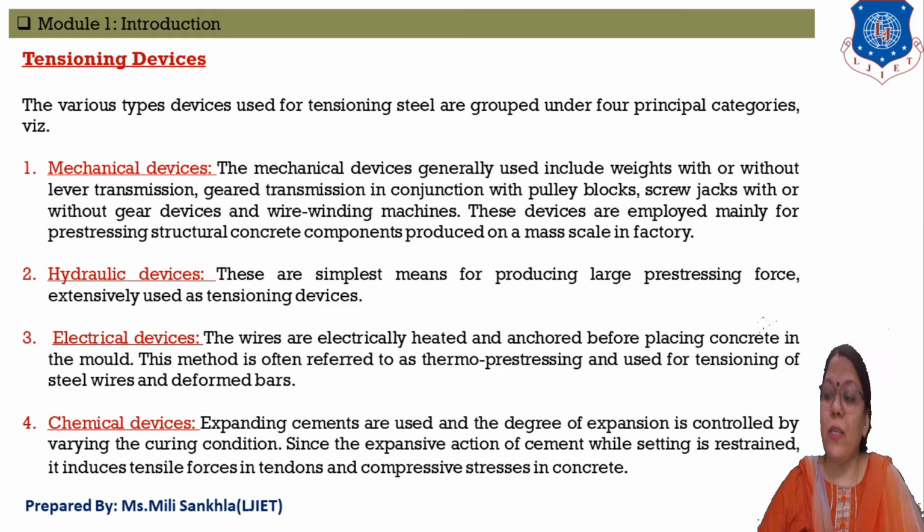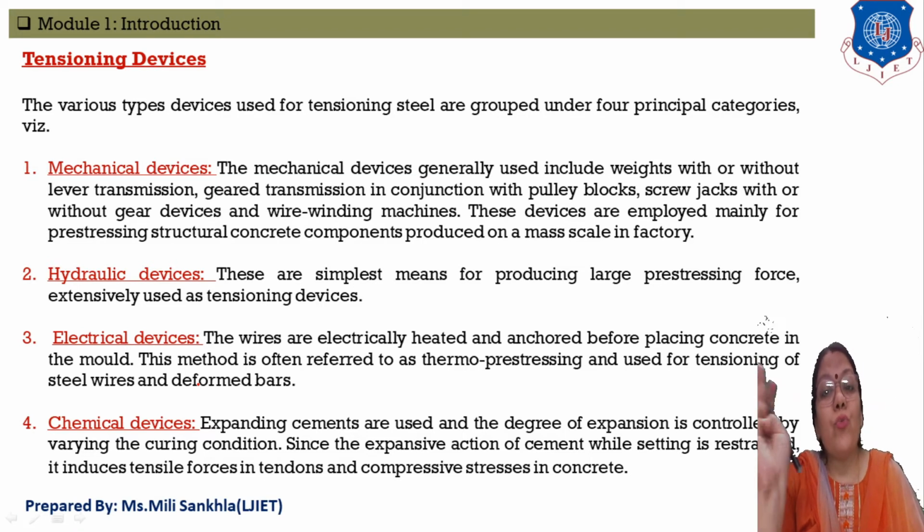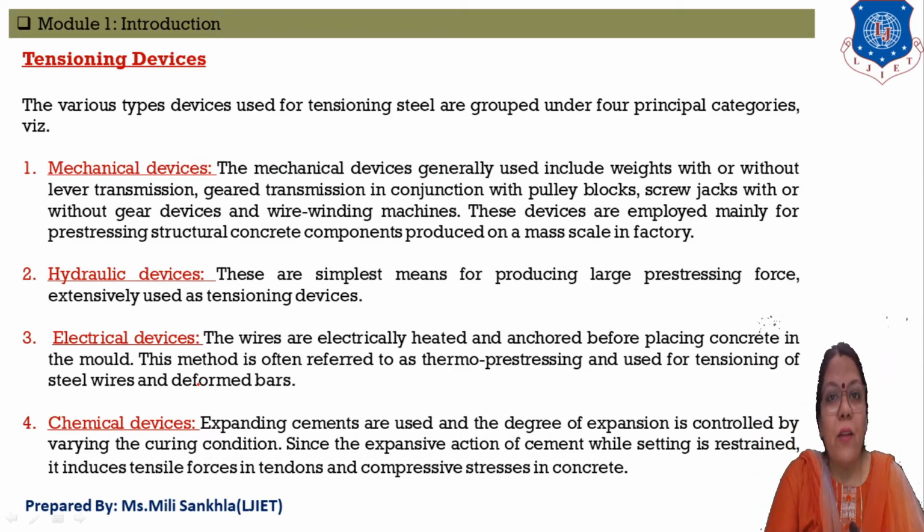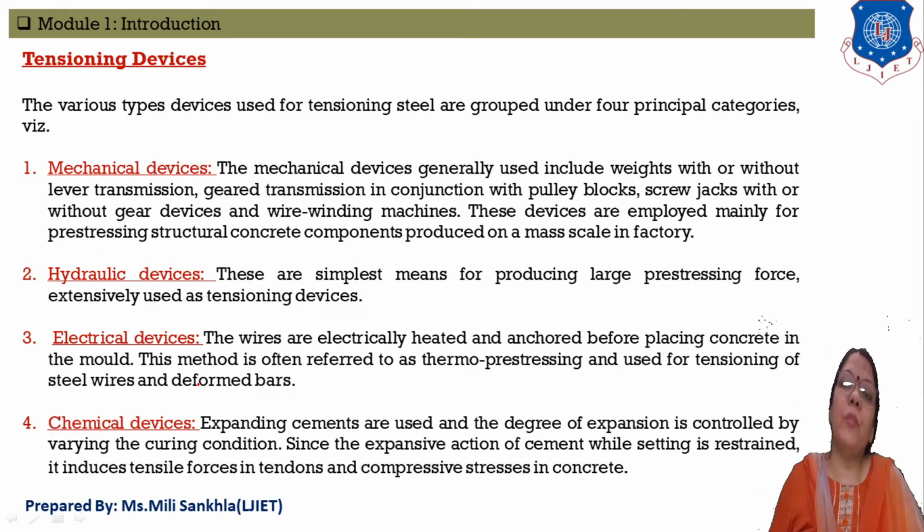Now, the tensioning device. A tensioning device is used to apply tension to the cable or tendon. There are a number of tensioning devices we use here. First is the mechanical device, second is the hydraulic device, then the third one is the electrical device, and the chemical device. These four devices are used to apply tension to the tendons or strands that we use in pre-stressed concrete.